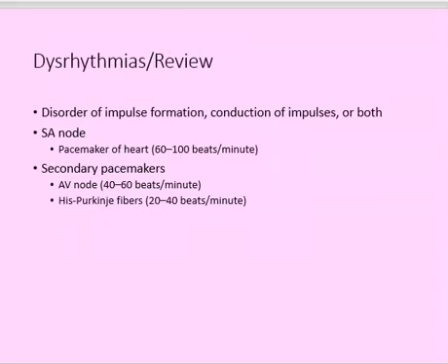Now, dysrhythmia review is usually a disorder of the impulse formation and the conduction of impulses, or both of them. Your SA node is your pacemaker of the heart, 60 to 100. Then we go down to the secondary pacemakers. AV is 40 to 60, and the Purkinje fibers are 20 to 40.